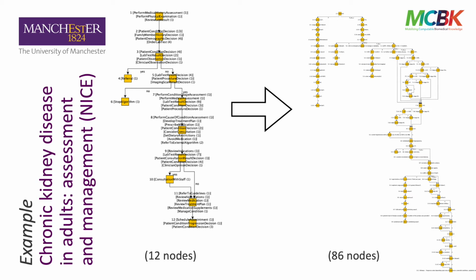For example, in that chronic kidney disease example from before, the knowledge graph with those 12 nodes or objects had to be expanded to take into account all steps explicitly, and that resulted in 86 nodes or decisions being made.